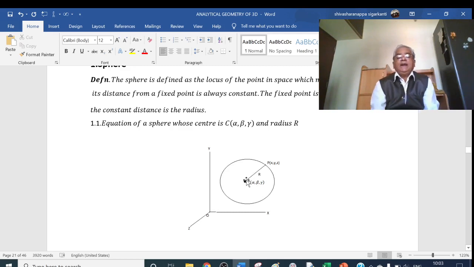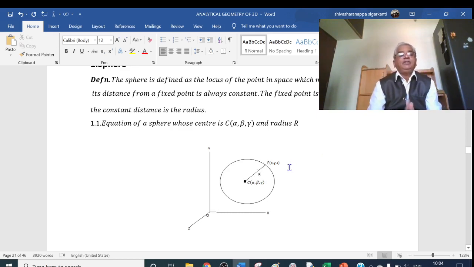We can define the sphere as the locus of a point which moves in space such that its distance from a fixed point is always a constant quantity. That fixed point is known as the center of the sphere, and this fixed distance is known as the radius of the sphere. So this is the definition of the sphere.